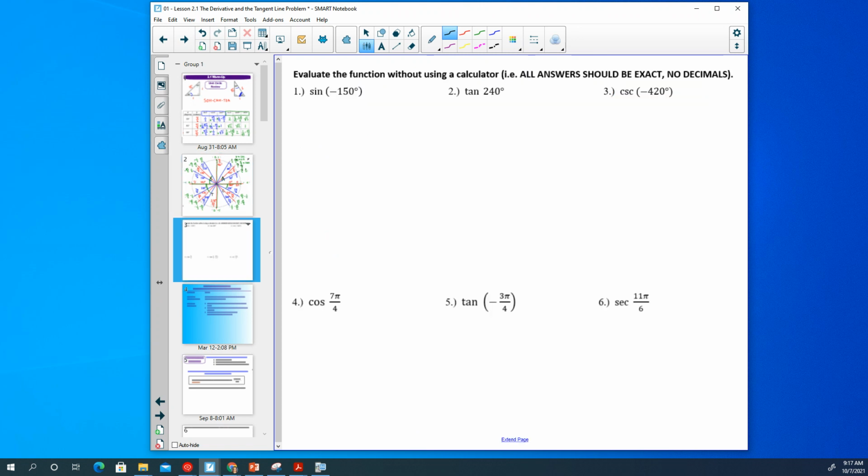So, let's try some. If I have the sine of negative 150. So the first thing I like to do is I always draw a sketch as to where this is. That just helps me visualize it. So negative 150 means I'm rotating this way. So this would obviously be negative 180. So negative 150 would be right here.